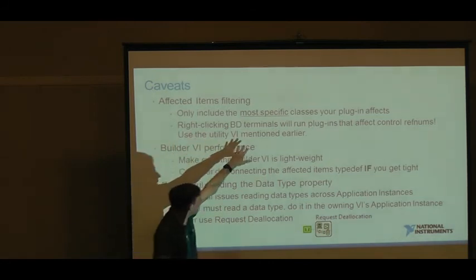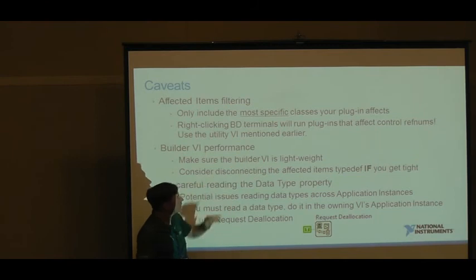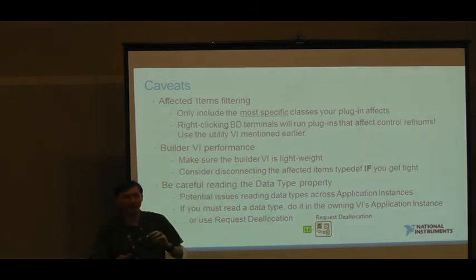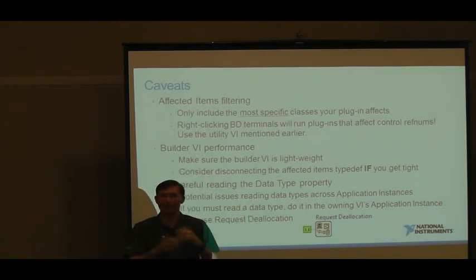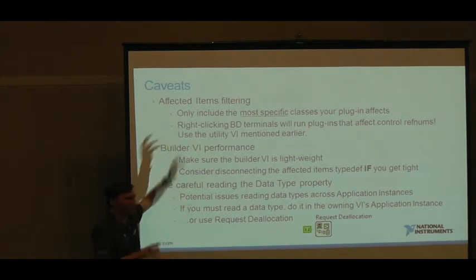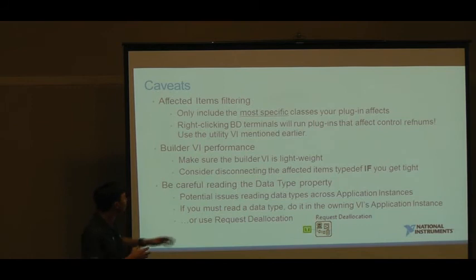Right-clicking the block diagram terminals will run the plugins that affect control ref nodes. So that's where we talked about the filtering VI. If you right-click on an FP terminal, you're going to get the controls to execute. So you may want to say, I want to back off on that. So that's where you need to check your items and verify that this really is the set that you want. Builder VI performance. You want to make sure your Builder VI is lightweight.